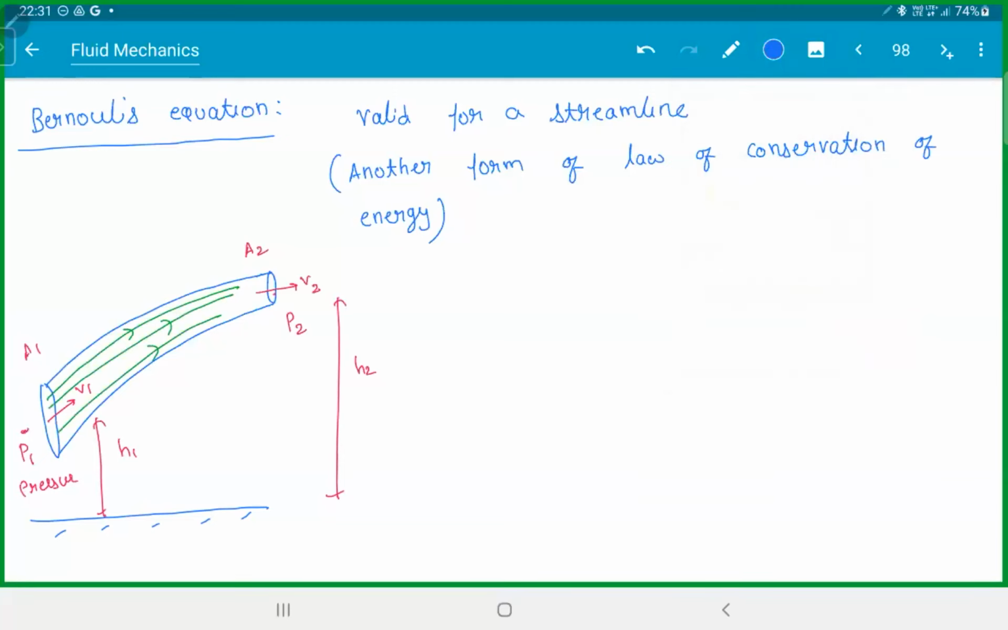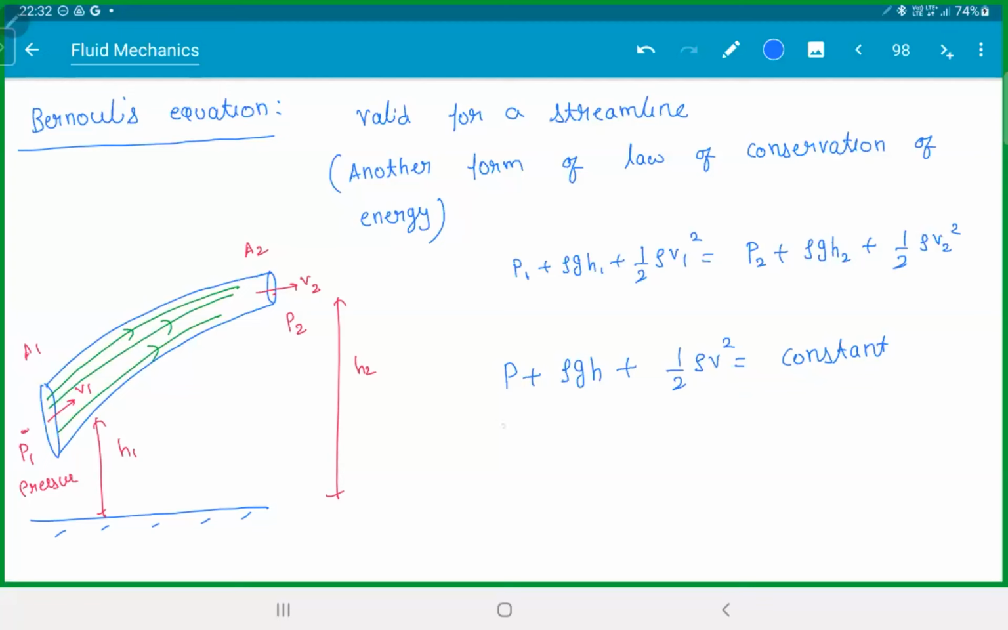So the Bernoulli equation, right, what it says, if you take 2 points, P1 plus rho g H1 plus half rho V1 square will be equal to P2 plus rho g H2 plus half rho V2 square. So basically this quantity P plus rho g H plus half rho V square is constant. P is the pressure. So basically you equated the pressures at both ends.